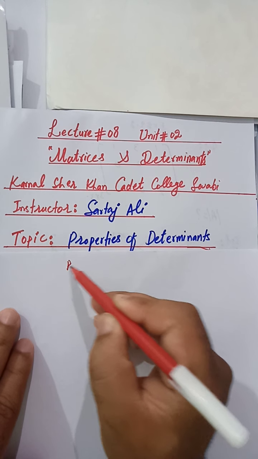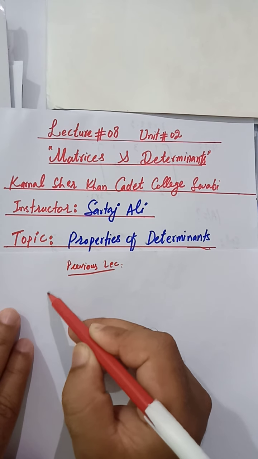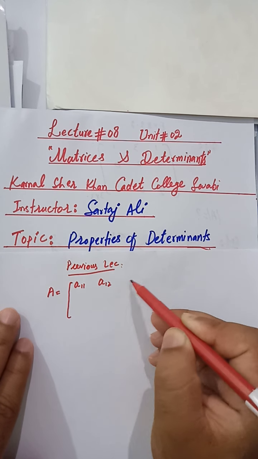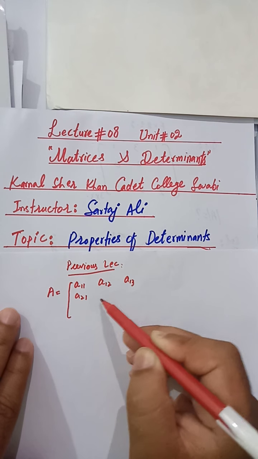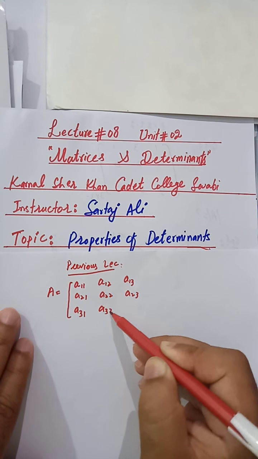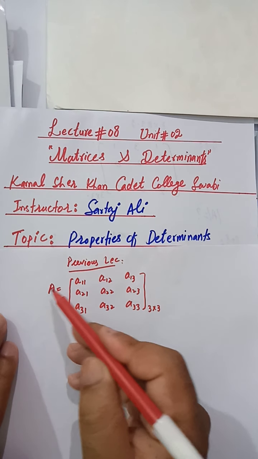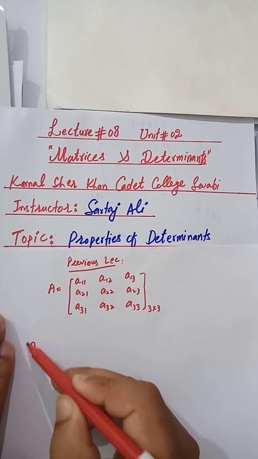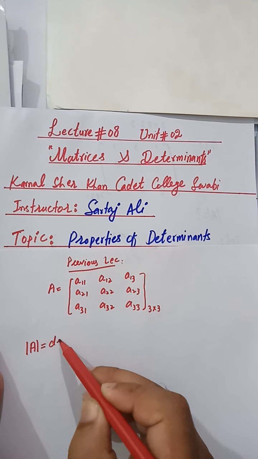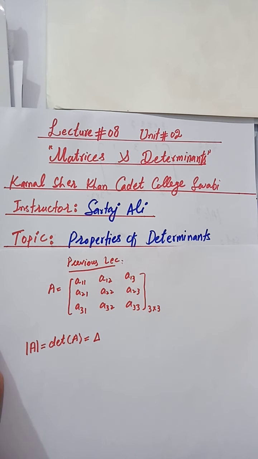If A is a square matrix of order 3, this is a square matrix of order 3 in general form, then the determinant of this matrix is denoted by the absolute of A. This is read as determinant of A, or you can denote this determinant by det of A, or you can denote the determinant of this matrix by small delta.